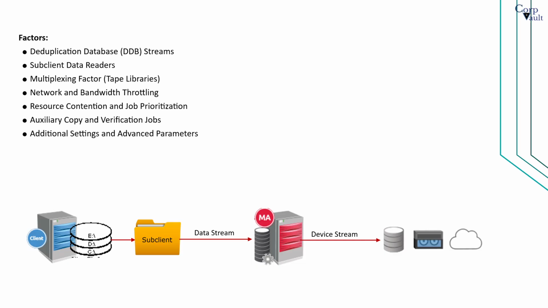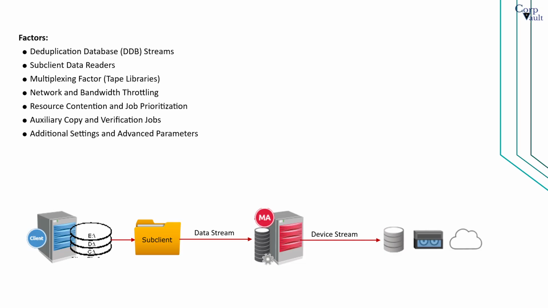Multiplexing factor, for tape libraries, determines how many data streams can be written to a single tape drive. Increasing multiplexing can allow more streams, but may impact restore performance. Network and bandwidth throttling. Bandwidth limits at the job, client, or MediaAgent level can throttle streams, affecting throughput and concurrency.